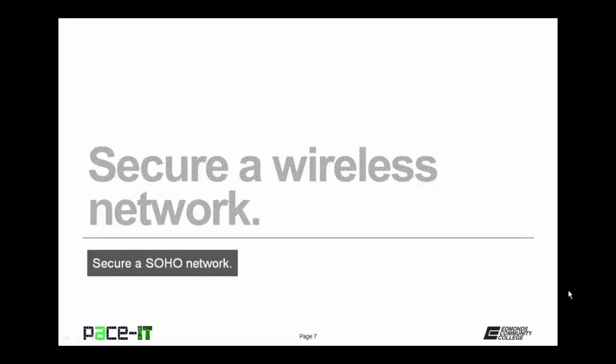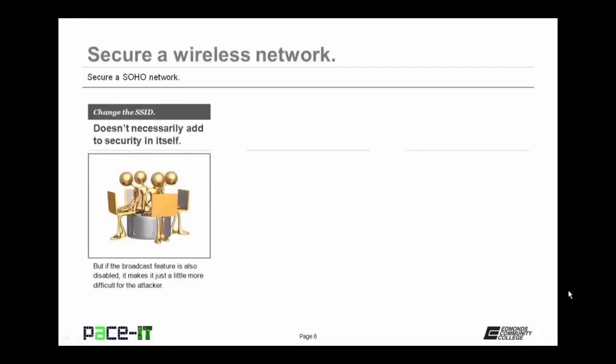Now let's move on to things that you can do to help secure a wireless network. The first item under discussion is changing the SSID, the Service Set Identifier. That's the name of the network. It doesn't necessarily add to security in itself, but many default SSIDs are actually the model number of your WAP, your wireless access point. Most WAPs have some weaknesses in them that can be exploited, so if an attacker knows what model you have, they might be able to exploit it easier. So change the SSID to something of your choosing.